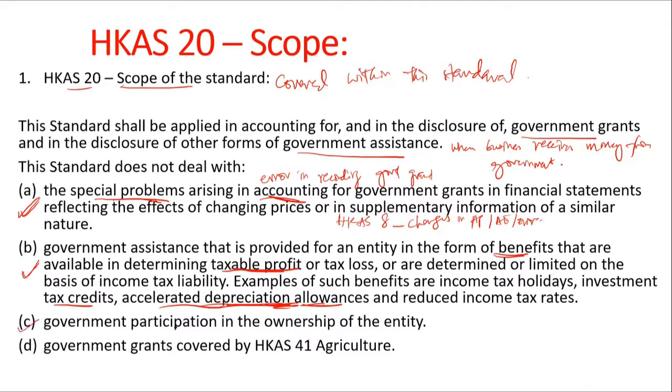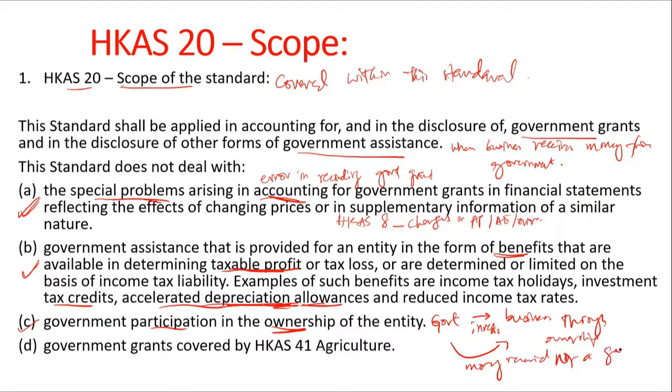And then if the government has a participation in the ownership, so for example, if government invests in a business through ownership, the money received by the business from the government is not a government grant. What the government is doing is basically buying a stake in the entity. So the money received by the entity is not really a government grant or government assistance. Government grants covered by HKAS 41 agriculture are also excluded, because that standard stands by itself. Therefore, this will not be covered under HKAS 20.